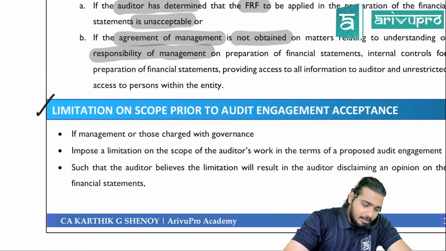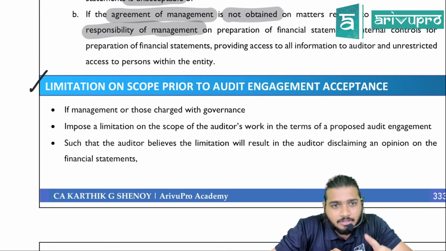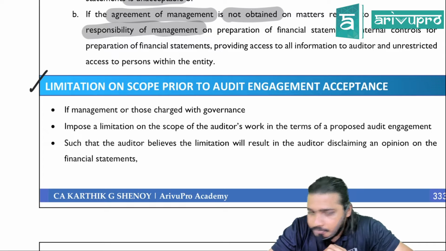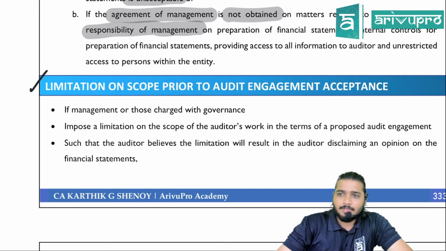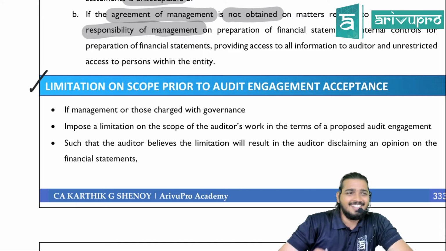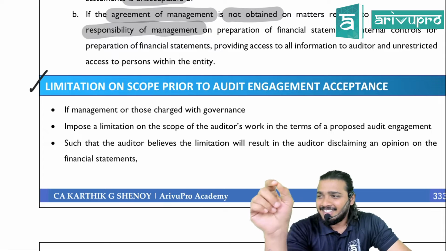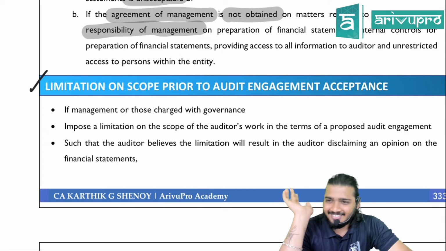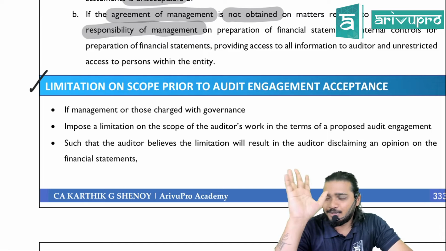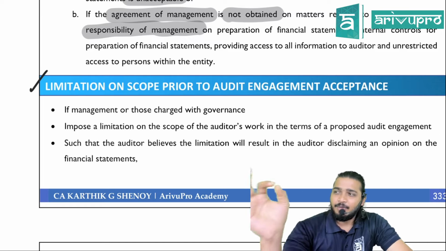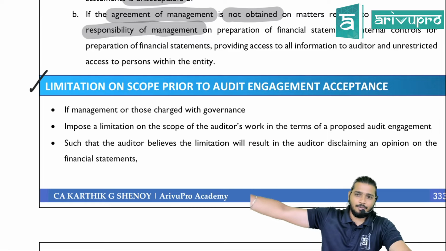Right. Next one, limitation on scope before audit engagement acceptance. General example, then technical example. Okay, general example. Imagine now Niranjan, with a double R. Now Niranjan got a proposal from one girl. I'll specify that also. Imagine he got a proposal, his family accepted, her family also accepted.